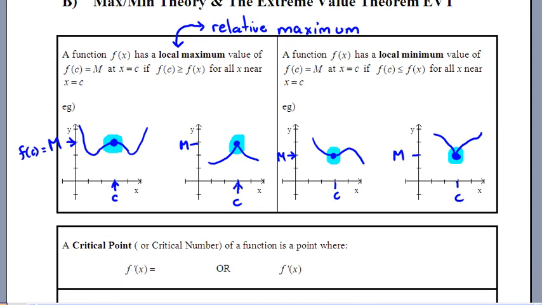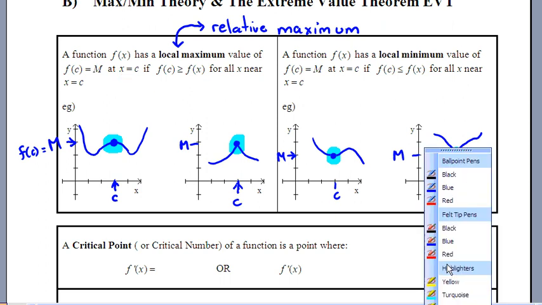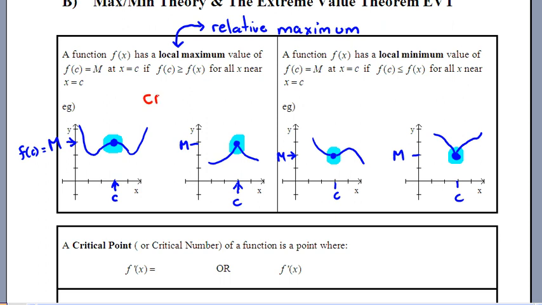Next issue, a little bit of vocabulary. A critical point, sometimes called critical numbers. That's a point on the function where one of two things are going to happen. I mean, basically, let me do it this way. Let me say that these places that you can see up here, these are critical points.